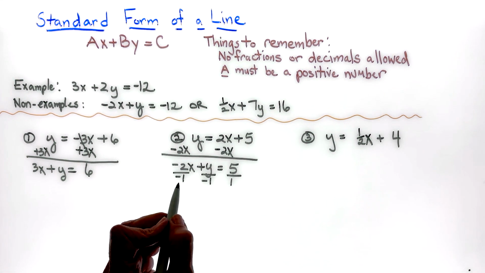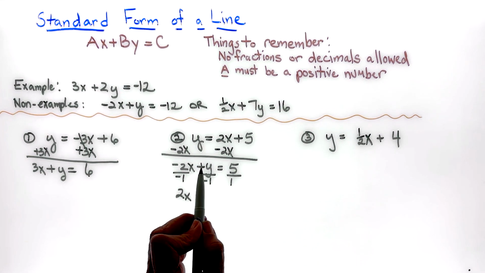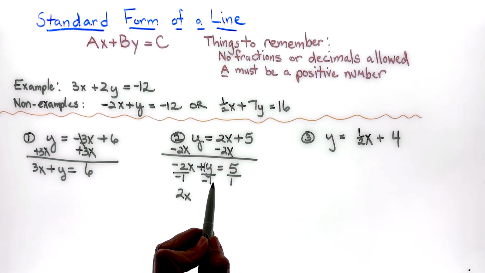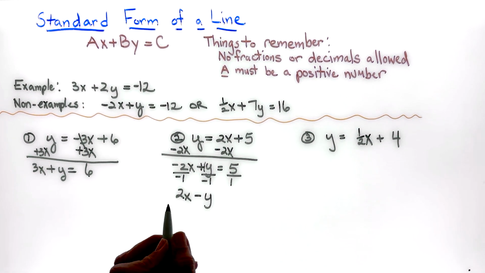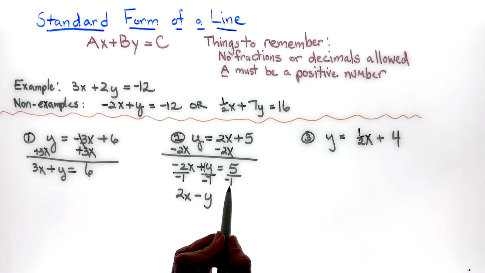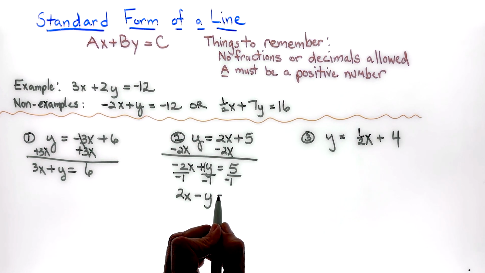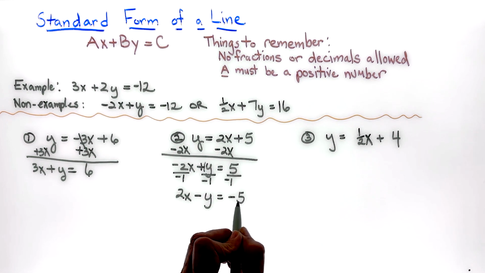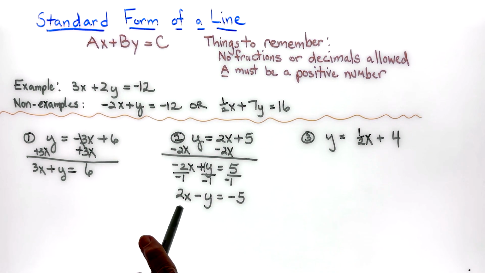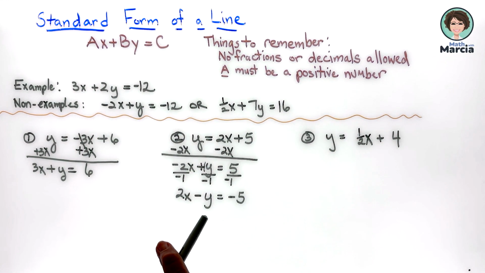So negative 2 divided by negative 1 is 2x. There's our positive number. We have a positive 1 divided by a negative 1, and that would be a negative y. Remember, y was positive. It just turned the opposite. And here, yes, we're dividing everything by a negative 1. So 5 divided by negative 1 is equal to a negative 5. This is the equation in correct standard form, going from slope-intercept form to standard form.